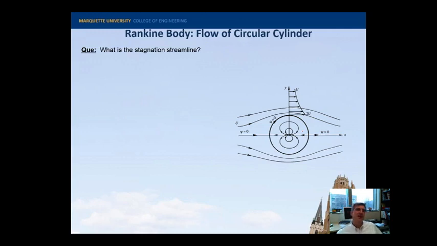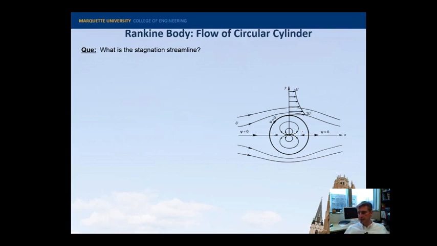All right, so what's the stagnation streamline? Well, by definition, it's the streamline that passes through the stagnation points. Now, in this particular flow field, one streamline passes through both stagnation points, but that's not necessarily the case. You could have multiple stagnation points in your flow field and multiple streamlines that go through them.